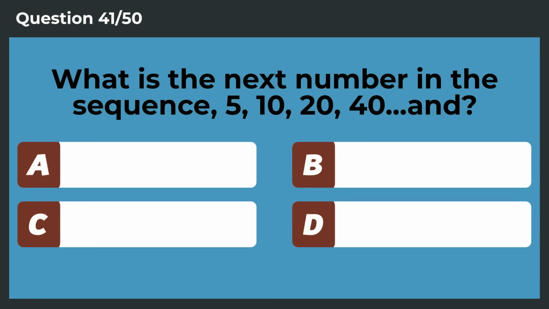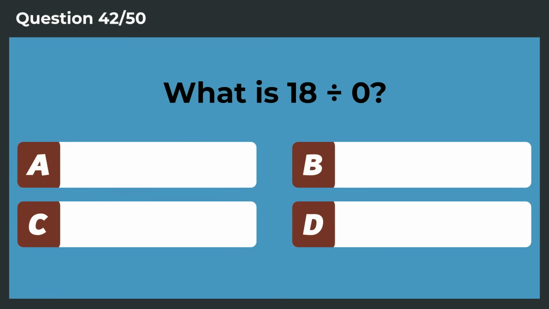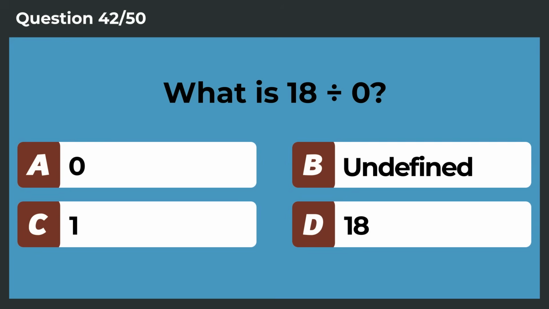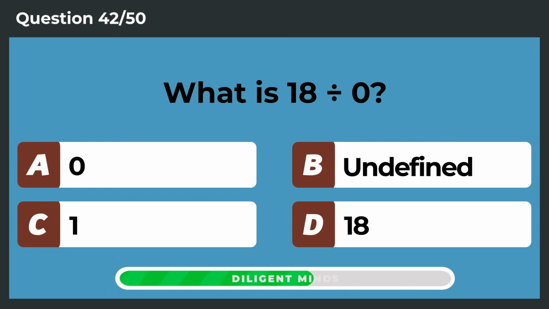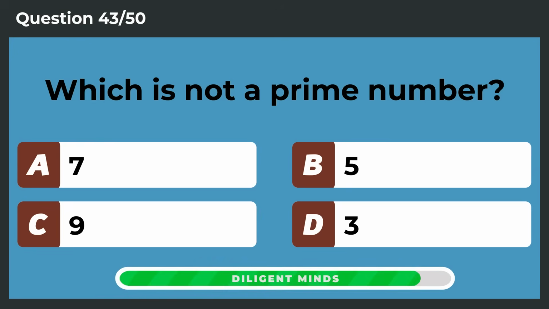What is the next number in the sequence? 5, 10, 20, 40, and 80. What is 18 divided by 0? 1/2. Which is not a prime number? 9.